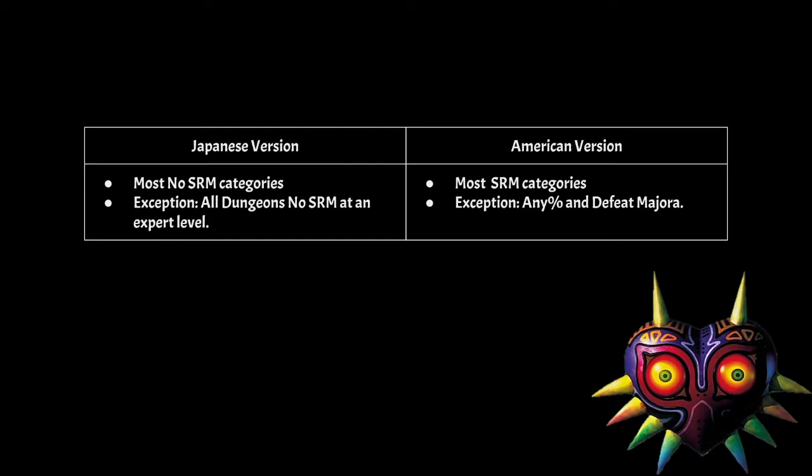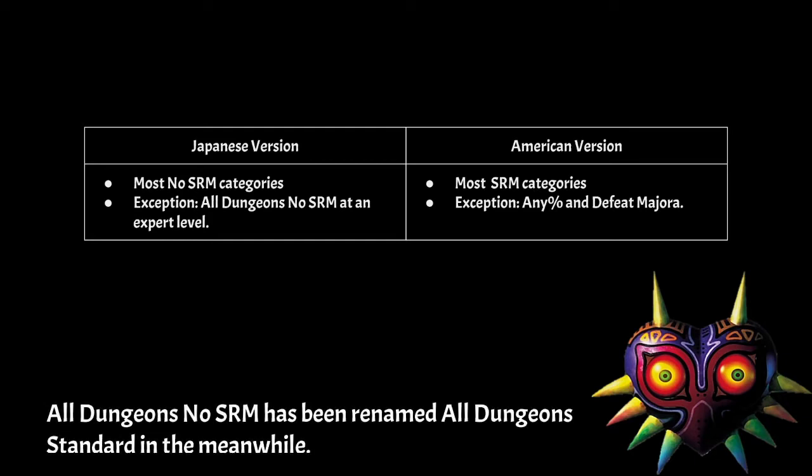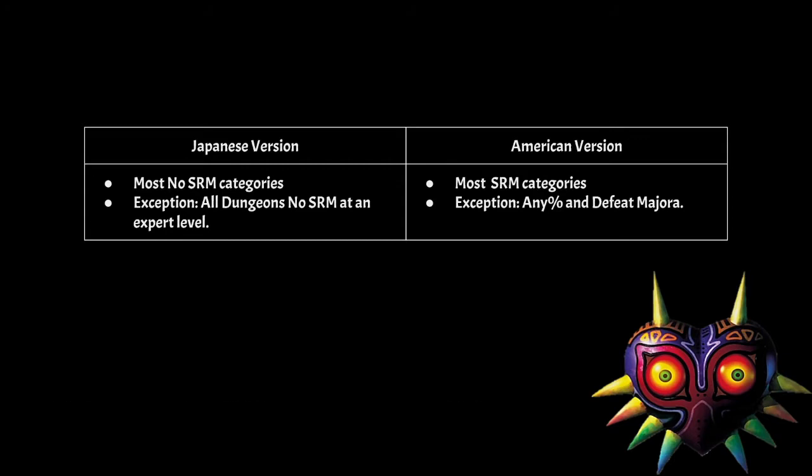So we have the Japanese and American versions of the game that will be interesting to us for speedruns. There is the PAL version of it that has maybe other languages and whatnot, but I'm not going to cover that. The Japanese version is used for most no SRM categories, the exception being mainly all dungeons no SRM at an expert level, SRM being a very, very powerful glitch in the game. I might put a little note on the leaderboard divisions with respect to SRM.